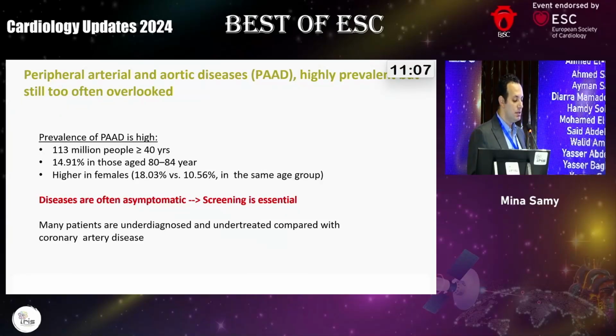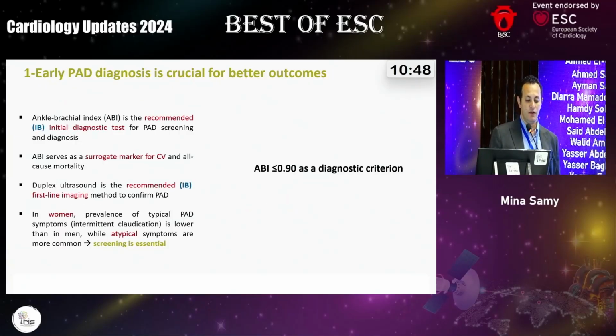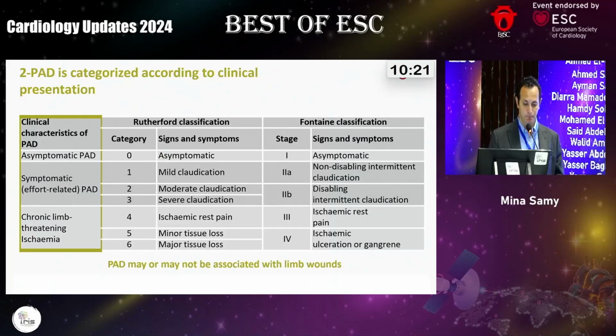Also, peripheral arterial disease is highly prevalent, and unlike coronary artery disease, it is underdiagnosed and undertreated. So we have to have some screening to catch it in an early phase because it is often asymptomatic. The second message is regarding the diagnosis. The guidelines recommended a non-invasive tool, the ankle brachial index, as the initial diagnostic test, class 1 level of evidence B. Also, it's a surrogate for cardiovascular events. And for imaging, they show the duplex as the recommended first-line imaging technique, class 1 level of evidence B.